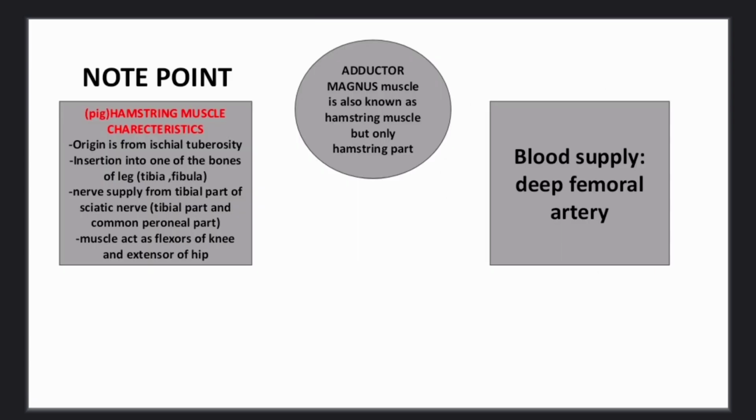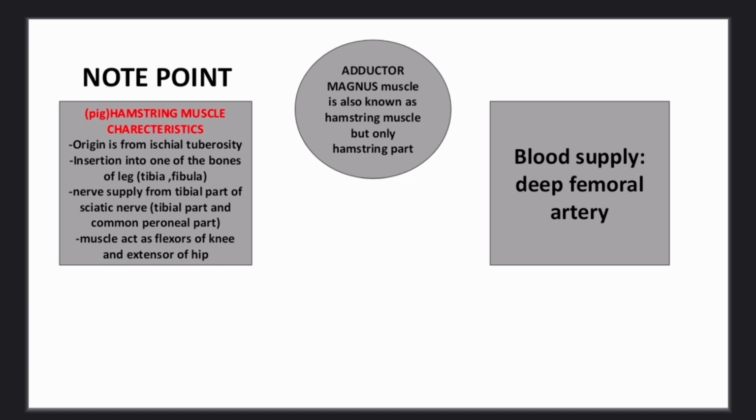Next is the adductor magnus muscle. I have already explained the adductor magnus in detail in my previous video on the muscles of the medial compartment of the thigh, so I won't be covering it again here. If you have not watched that video yet, I recommend checking it out for a better understanding of its origin, insertion, action, and all the functions. One important point to remember is that only the hamstring part of the adductor magnus is considered a hamstring muscle. This part originates from the ischial tuberosity and is supplied by the tibial division of the sciatic nerve, which is why it is included in the hamstring group.